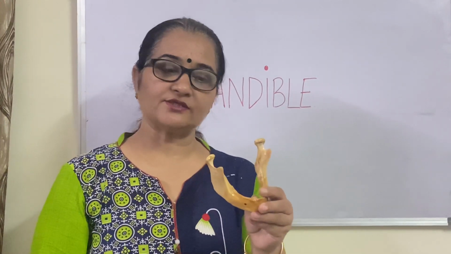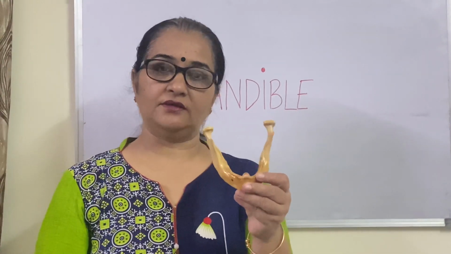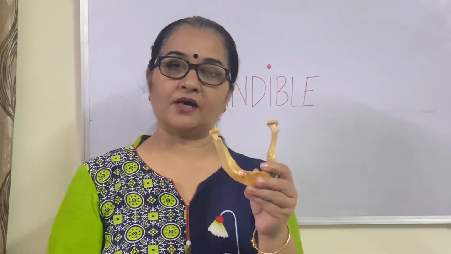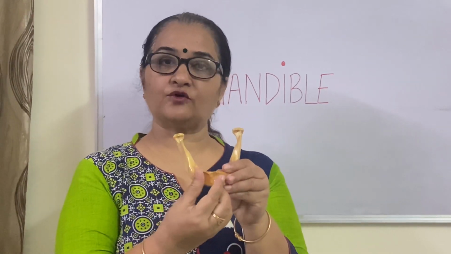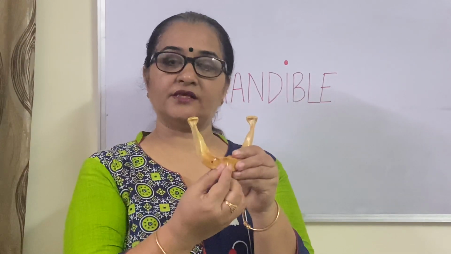Good morning students. Today we are going to discuss the mandible. In this video I will discuss the parts of the mandible only. The mandible is made up of two halves, right and left, and the meeting point of these two parts in the center is known as the mental protuberance.